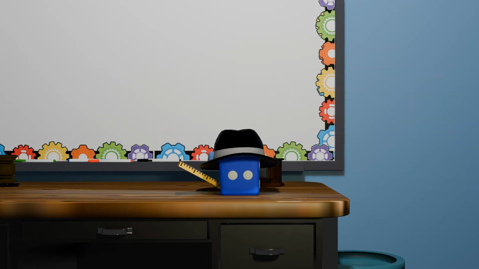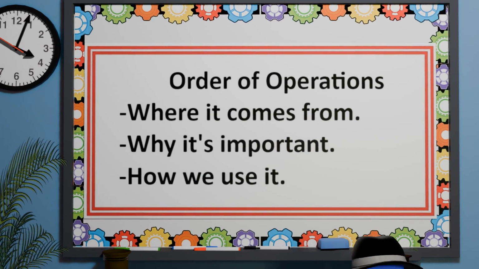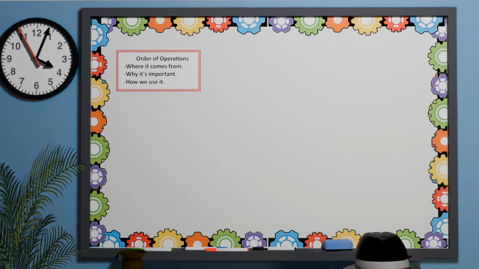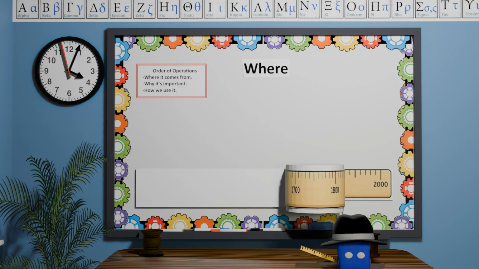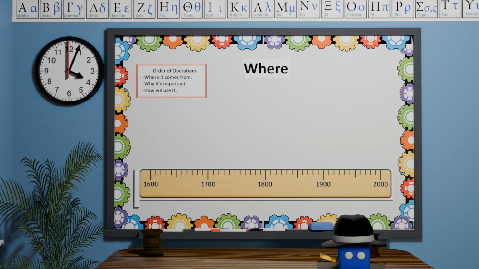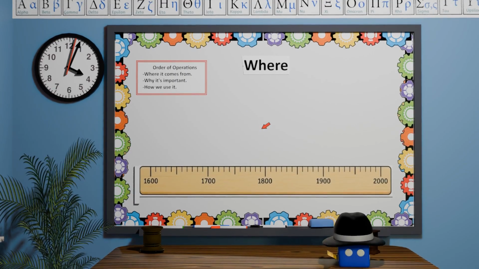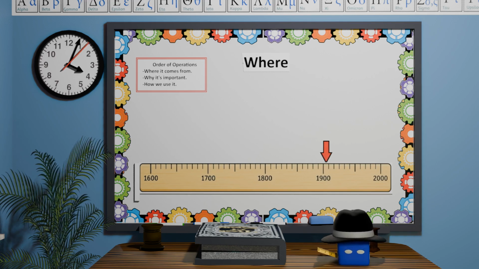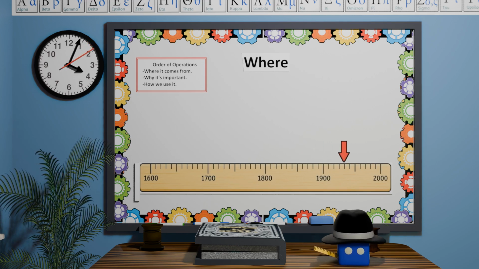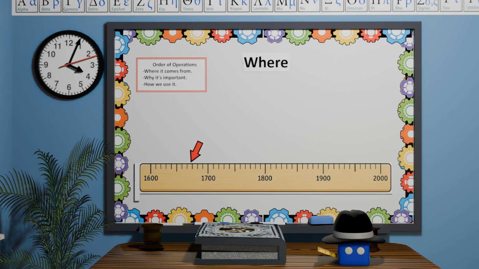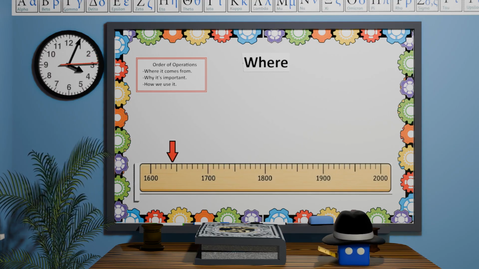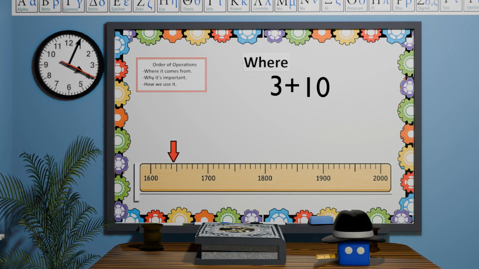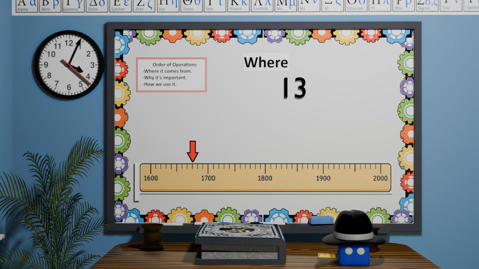Today we're going to learn about order of operations, where it comes from, why it's important, and how we use it. Let's start with the where. The term order of operations became well known in the late 1800s and the early 1900s, when textbooks became more common. But the idea is much older. As early as the 1600s, it was common knowledge among mathematicians to multiply before adding. The concept grew alongside mathematics into what it is today.